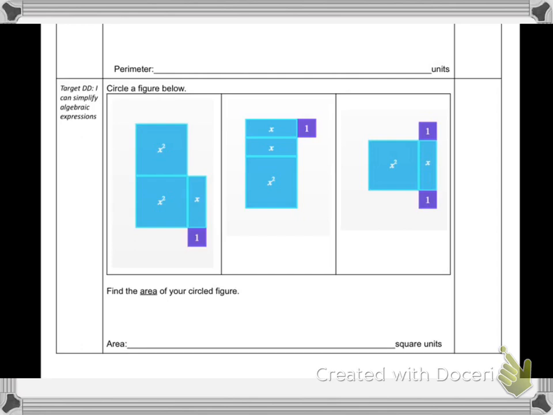Your next skill is finding the area of the circled figure. Go ahead and pick one of the figures. So we're going to look at the inside of this. In order to look at the inside, we're going to figure out how many tiles we have of each. When we're doing that, you're identifying groups. We have 2 x² tiles. You can go from there.